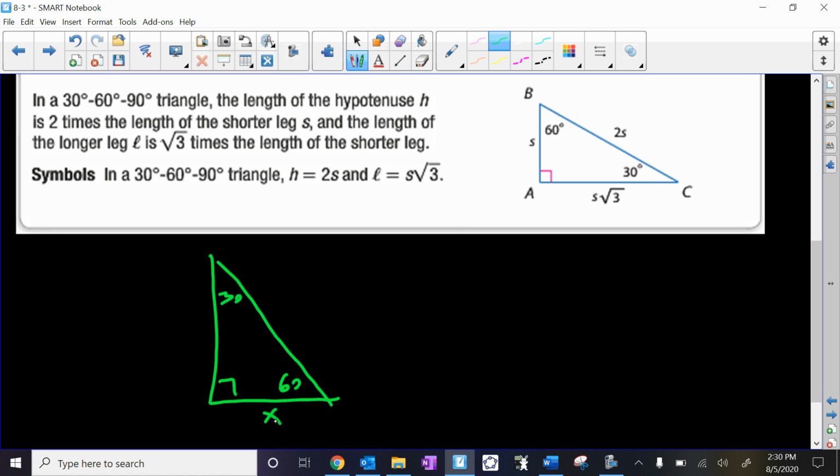If I want to go from the short leg to the hypotenuse, we're going to multiply our short leg by 2. So I'm going to call this 2x. If I'd want to go backwards from the hypotenuse to the short leg, I would divide by 2. And then if I want to go from the short leg to the long leg, we're going to take that short leg times the square root of 3. And if I'd want to go back, then I would divide by the square root of 3. So this is the form of what your 30, 60, 90 triangle is going to look like.